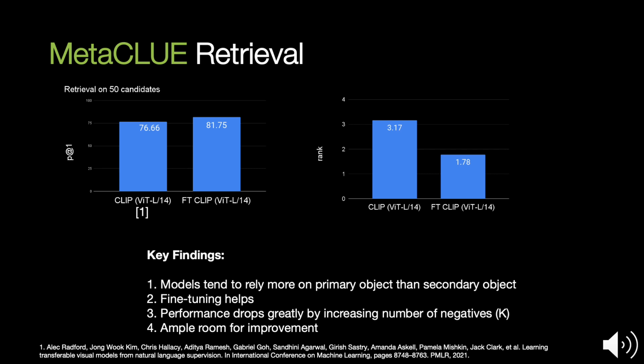Overall, here are a few key observations from our analysis. Models tend to rely more on primary object than secondary object in identifying correct interpretation. Fine-tuning models show gains by up to +7 absolute points in precision. The performance of models is impressive with less than 50 negative candidates, whereas the performance drops greatly by increasing K. Finally, using hard negatives, we show there is ample room for improvement.